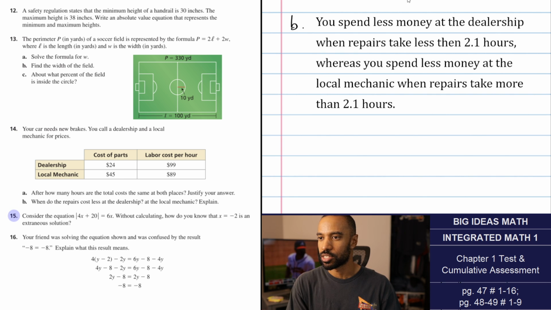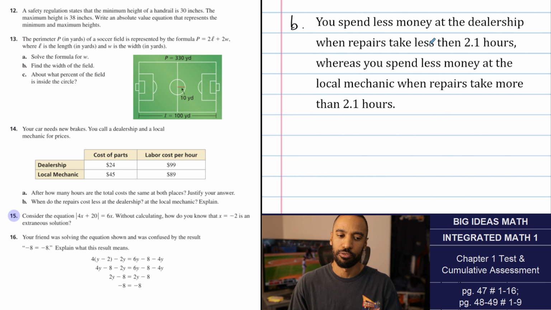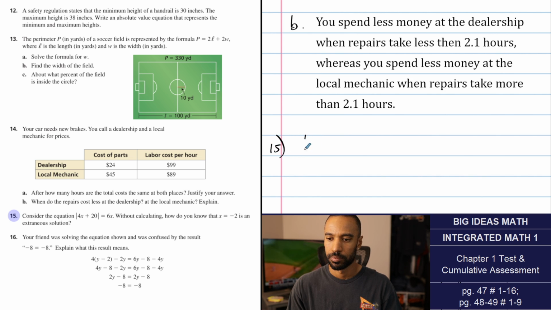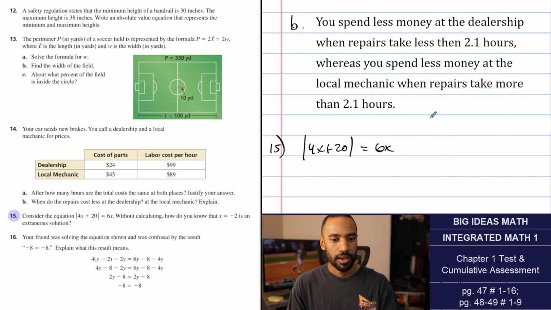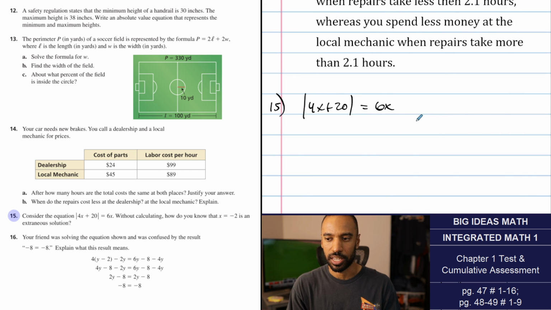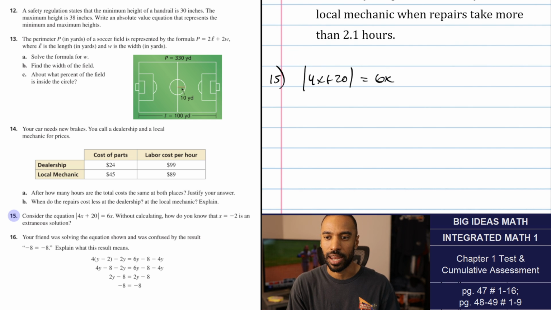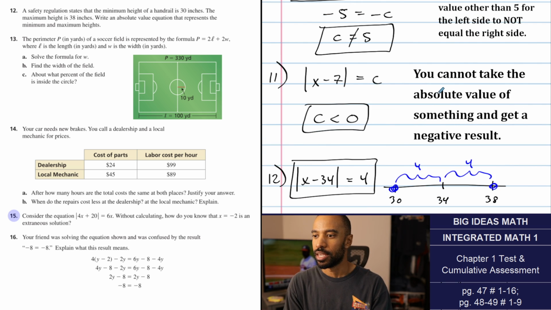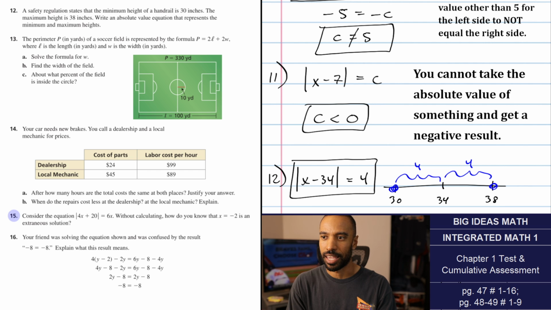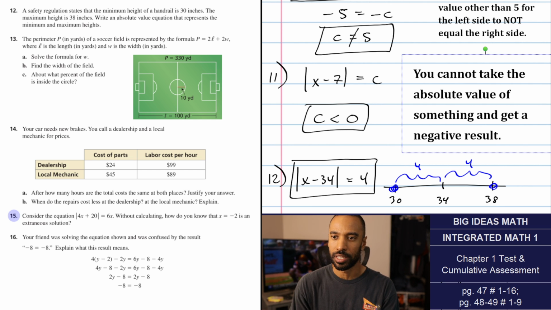Okay, number 15 says consider the equation absolute value of 4x plus 20 equals 6x. Without calculating, how do you know x equals -2 is an extraneous solution? I'm glad you asked. Because when you substitute -2 for x here, you get a negative number out as a result. Now, as we said before, you cannot take the absolute value of a negative and get a negative result. And here, you would get a negative result.